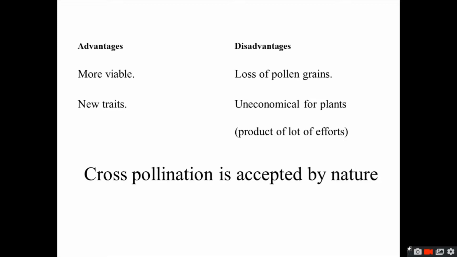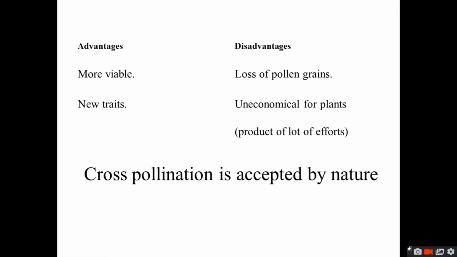Similarly, the second point under advantages of cross pollination is the new traits. New traits are formed by the change in the gene sequences. And now here are some of the disadvantages of cross pollination: the loss of pollen grains. As I discussed, the pollinating agents do not know where they have to put the anthers, the pollen grains, over the stigma.